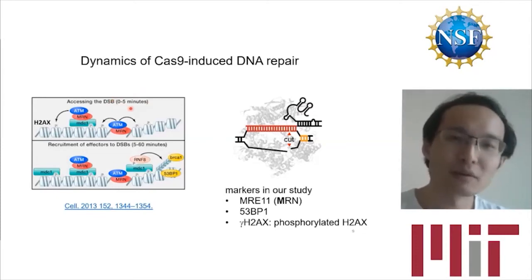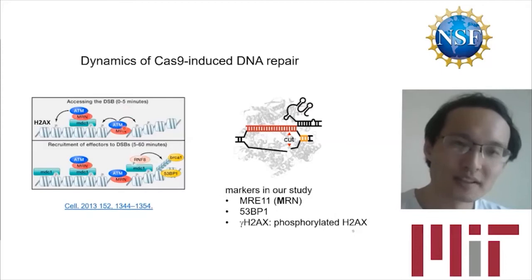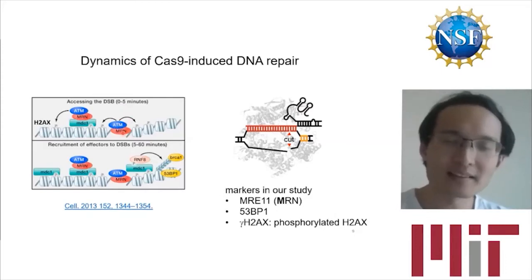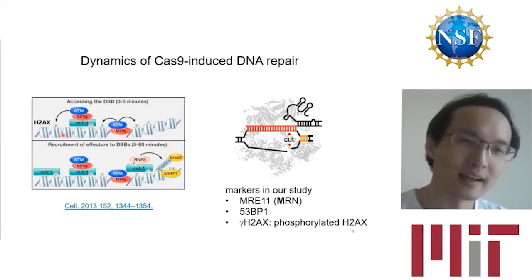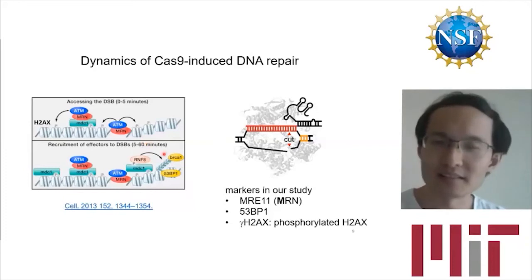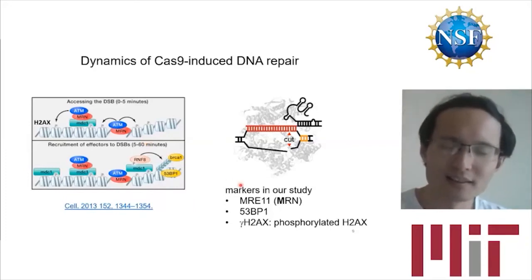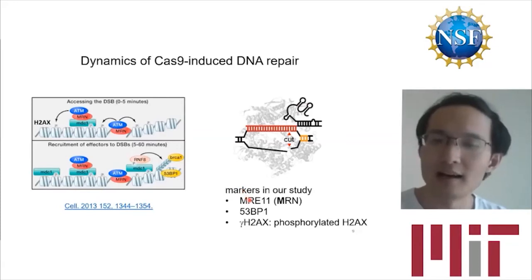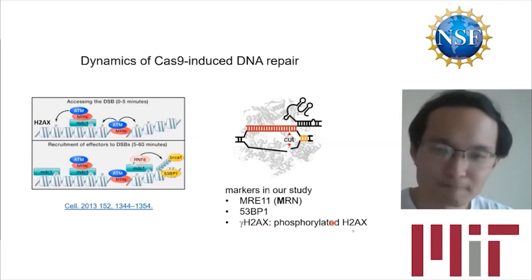In canonical DNA repair, it is believed that after damage is made, DNA repair proteins will be recruited very quickly, for example, the MRN complex and ATM kinase to phosphorylate H2AX. Downstream factor proteins will also be recruited to complete the repair. Therefore, we believe Cas9 can serve as a very accurate timer to measure these processes. Here we are going to demonstrate how we do it by measuring the kinetics of MRE11 and 53BP1 recruitment, and we are also going to investigate the phosphorylation kinetics of H2AX.